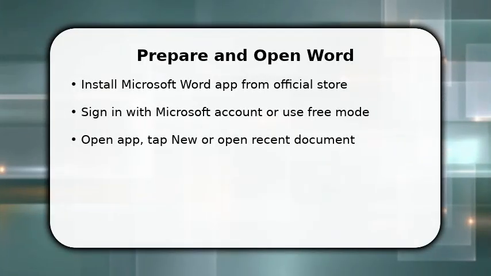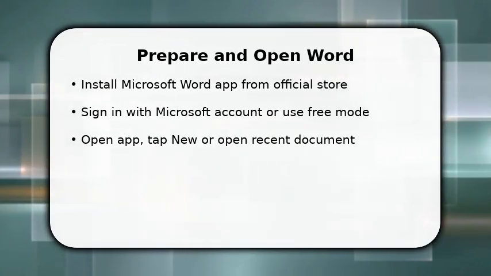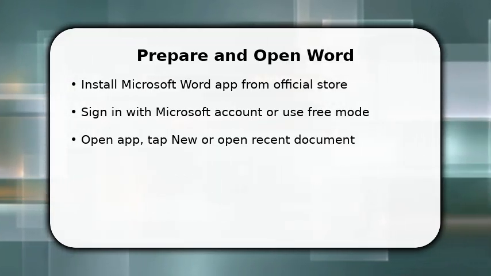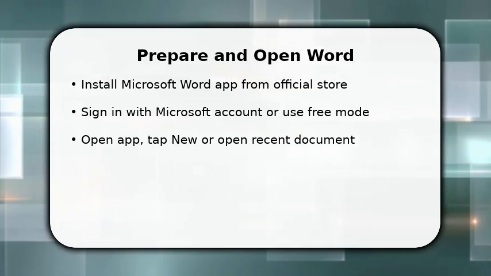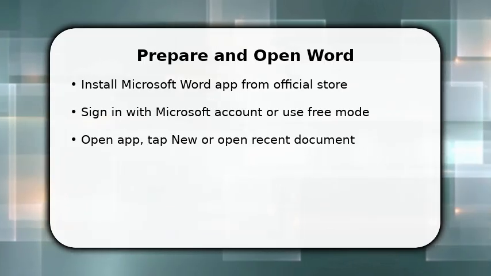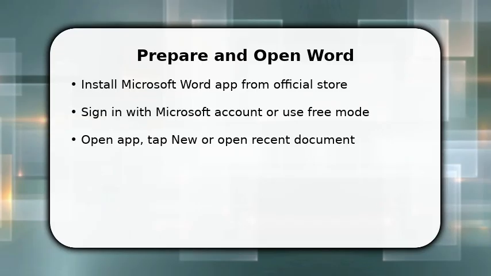You'll start by confirming prerequisites, a signed-in Microsoft account, and the Word app installed. Once done, open Word and tap New to create a document or choose Recent to continue. Make sure your phone has enough storage and a stable network for cloud access. Tap the plus or blank document to begin typing immediately. You're now in the editing view where the keyboard appears.